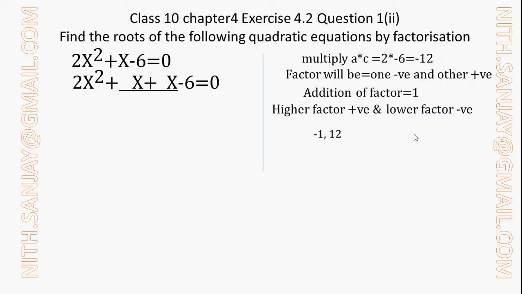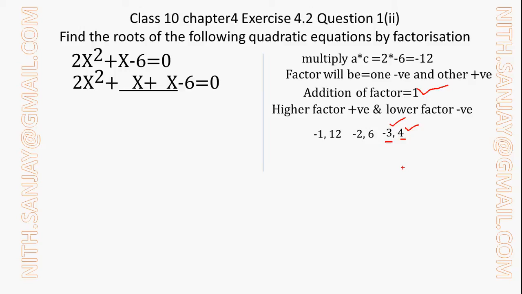I will take the next factors of 12, minus 2 and plus 6. If I add these two numbers, they come out to be positive 4. Again, they do not satisfy the condition, so I will reject these two numbers. Next, I'll take minus 3 and 4. If I add these two, they satisfy the condition because they become positive 1. So these are the two numbers which satisfy my condition.